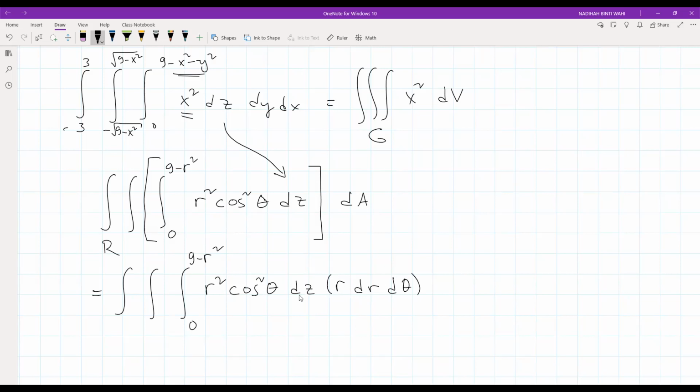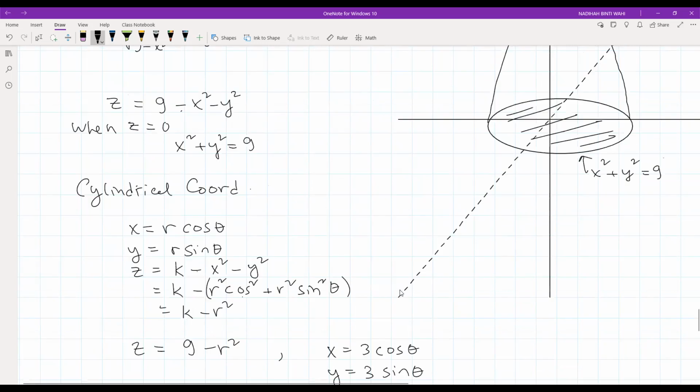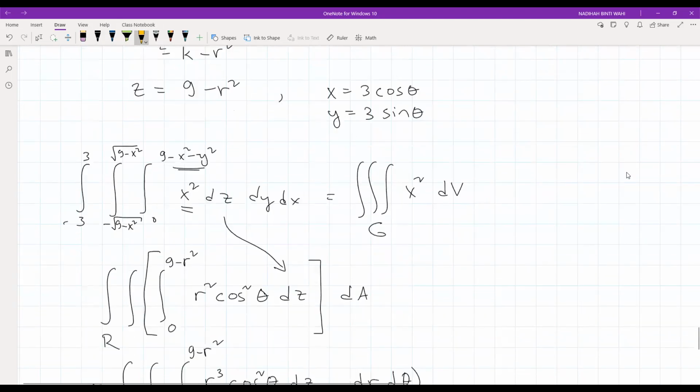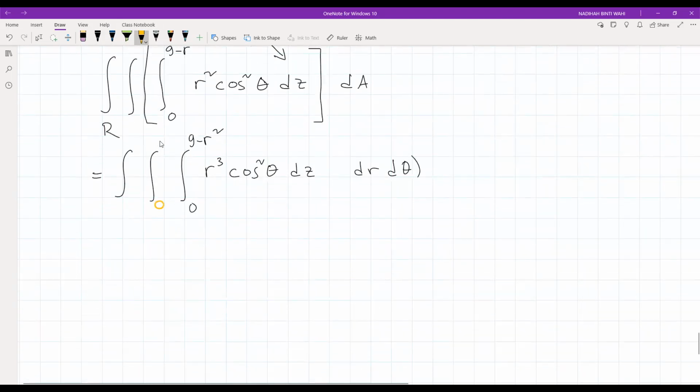Okay, so in this case, r you can put inside, so it will become r cubed. And then I need to define my region for r. r goes from 0 to 3, because the radius right here is 0 and then limited by 3. So this is just from 0 to 3.